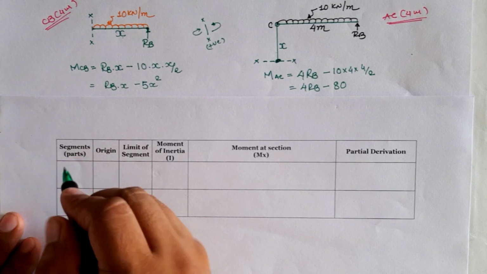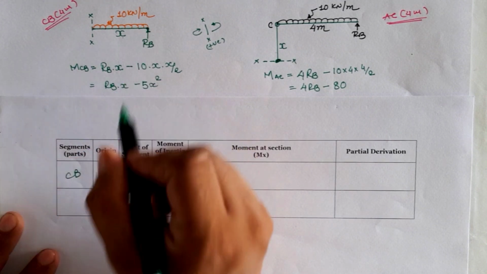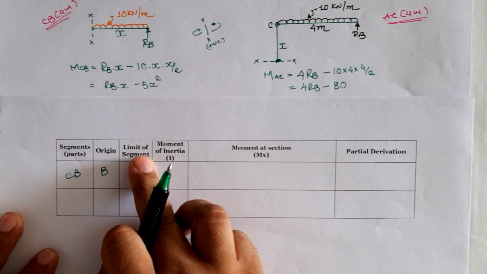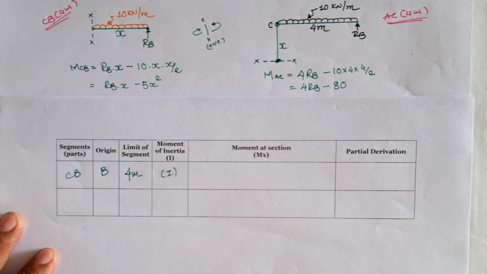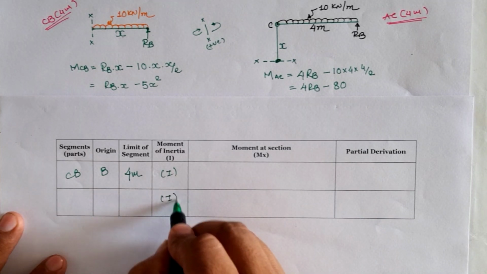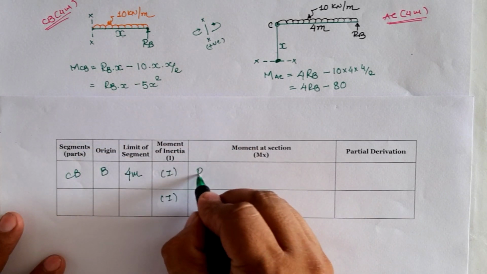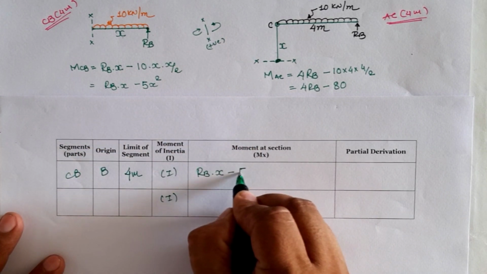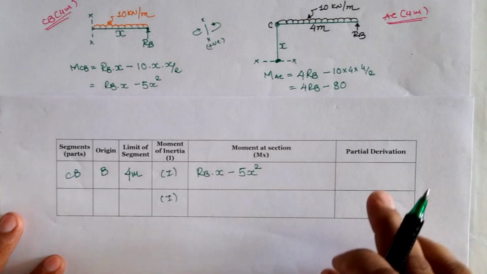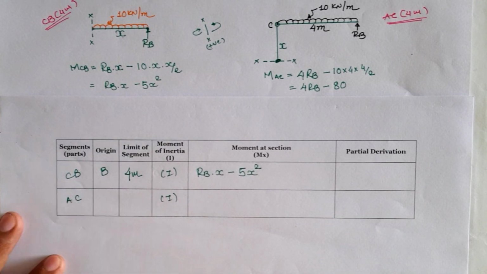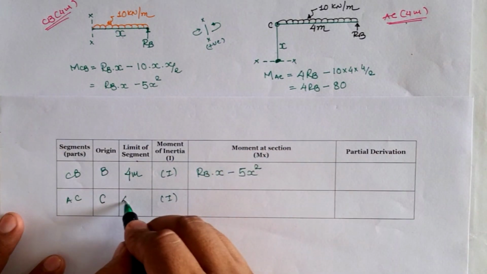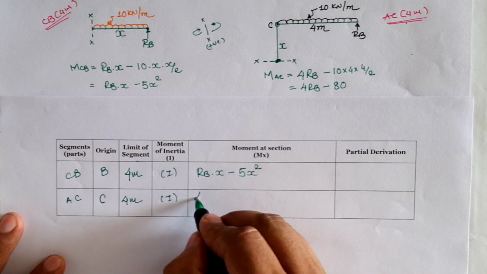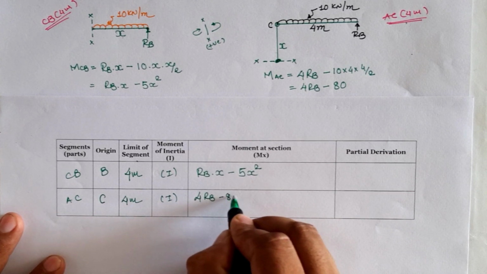Now for segment C to B, the origin is B, and the limit of the segment is 4 meter. The moment of inertia is taken as common for both the beam and column as I. The moment at section is RB into x minus 5 into x square. Now for the A to C segment, the origin is C, the limit of the segment is 4 meter, and the moment is 4 times RB minus 80.